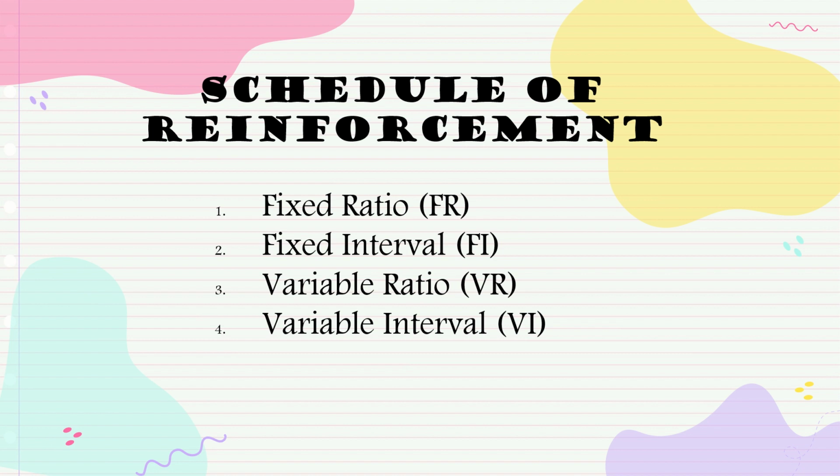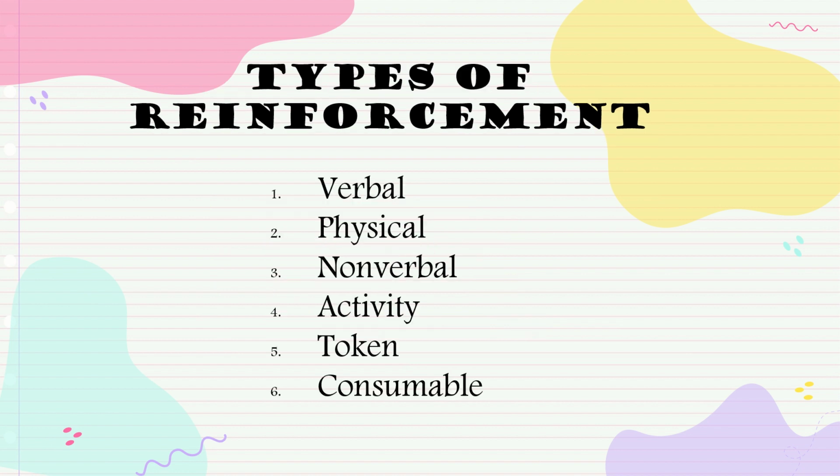So both fixed ratio and fixed interval are predictable. This means that learners will know when they will get or receive the rewards or praise. On the other hand, variable ratio and variable interval are both unpredictable. This means that learners will not know when they will get or receive the reward or praise. These two, fixed ratio and interval, are predictable, while these two, variable ratio and interval, are unpredictable. They will not know if they will receive reward or praise from others.